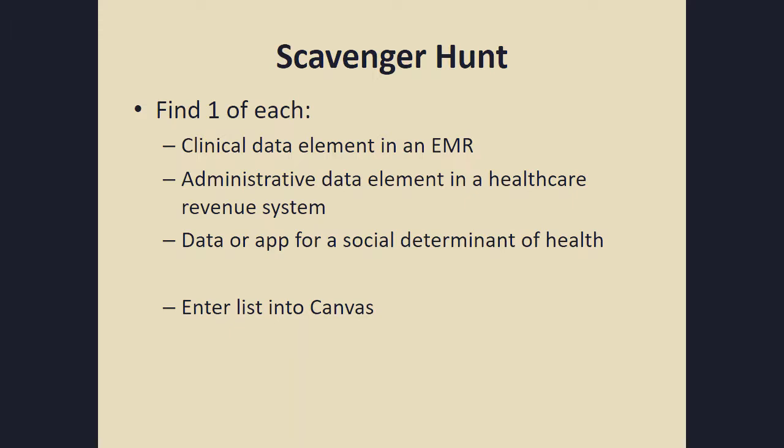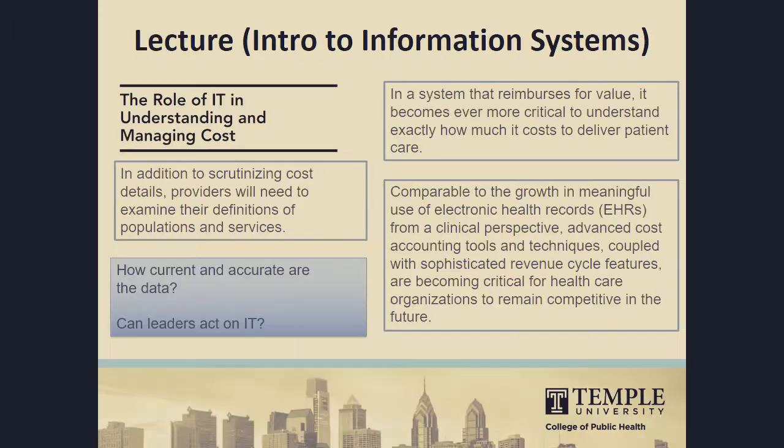The second part of our scavenger hunt, find one of each: a clinical data element in an electronic medical record, an administrative data element in a healthcare revenue system, and data or an app for a social determinant of health, and then enter your list into Canvas.